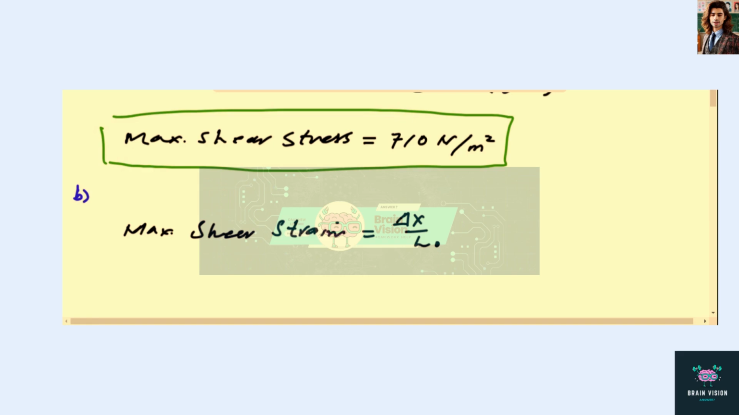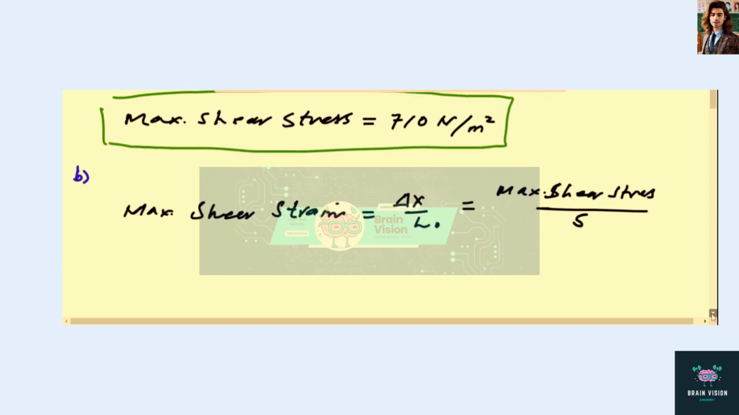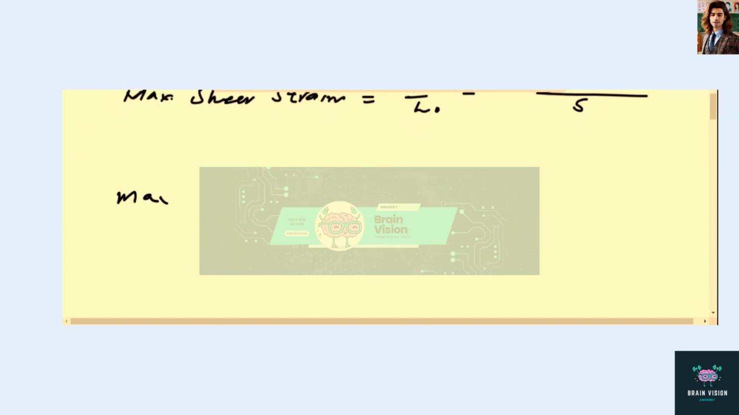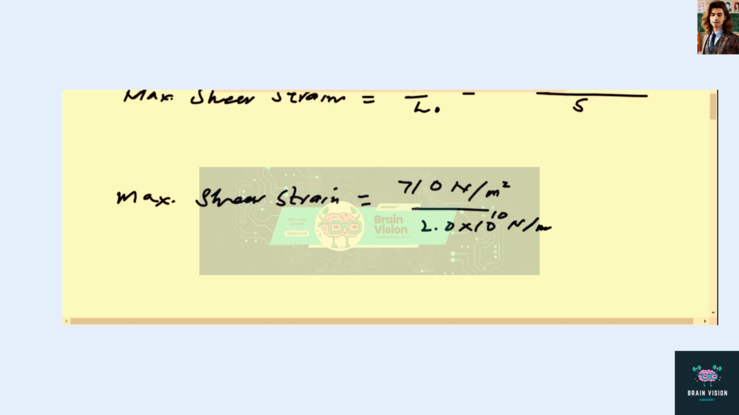So from here we can write this equation as the maximum possible shear stress divided by S. Here this S is the shear modulus. So this equation can be written as maximum possible shear strength. This shear strength is equal to 710 Newton per meter square divided by 2.0 multiplied by 10 raised to power 10 Newton per meter square.